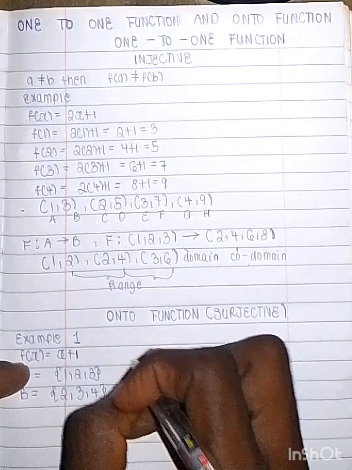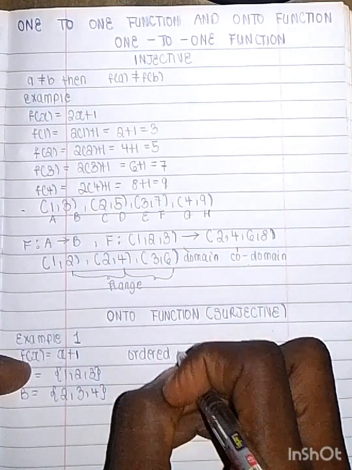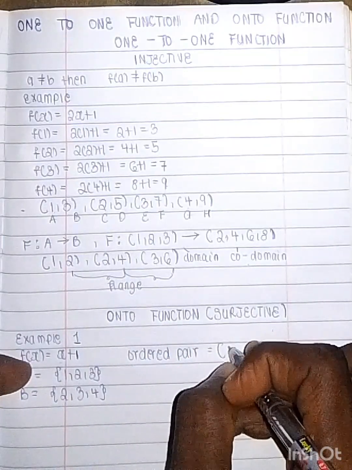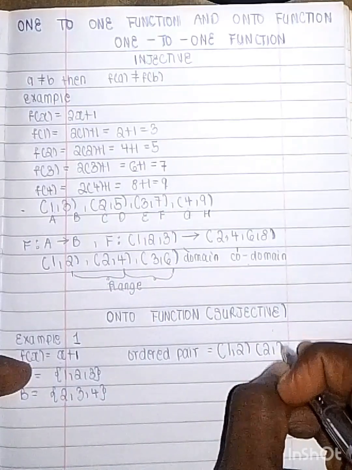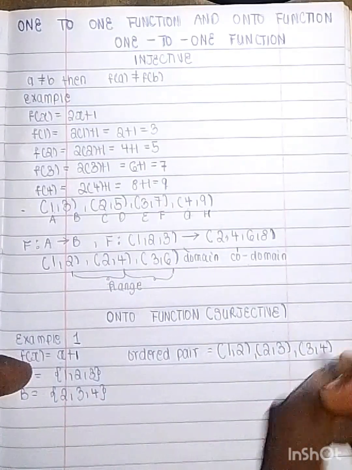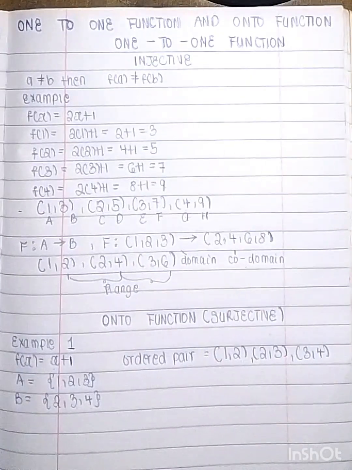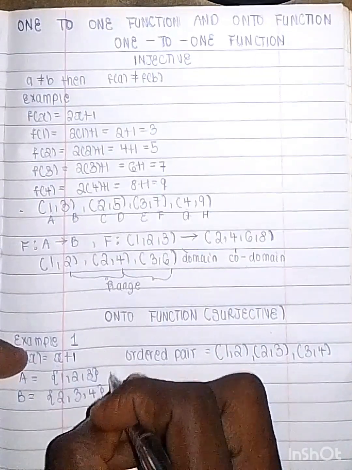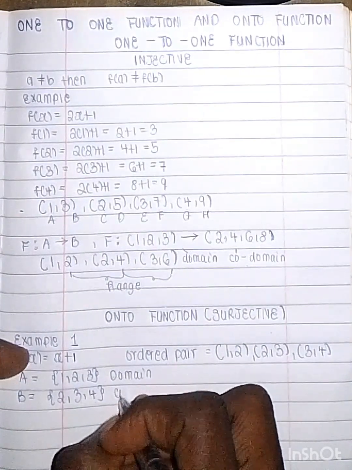Now, for the ordered pairs, we have (1, 2), (2, 3), and then (3, 4). Now, we know that this is the domain, and this is the codomain.